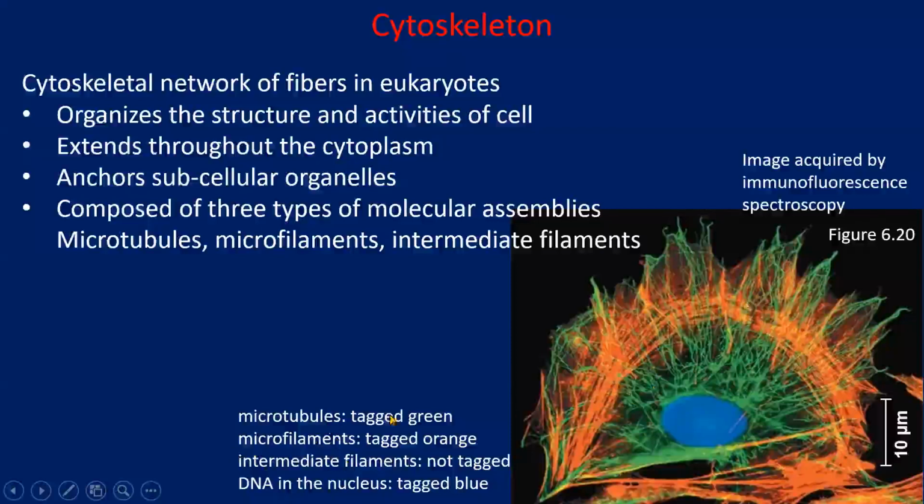In this particular image, the microtubules are tagged green, microfilaments are tagged orange, and DNA is in blue, and intermediate filament is not tagged. So the main function of the cytoskeleton network is basically to organize the structure and support different activities of the cell. This cytoskeleton can extend toward the cytoplasm, and it can anchor a few subcellular organelles, and it is mainly composed of microtubule, microfilament, and intermediate filament.